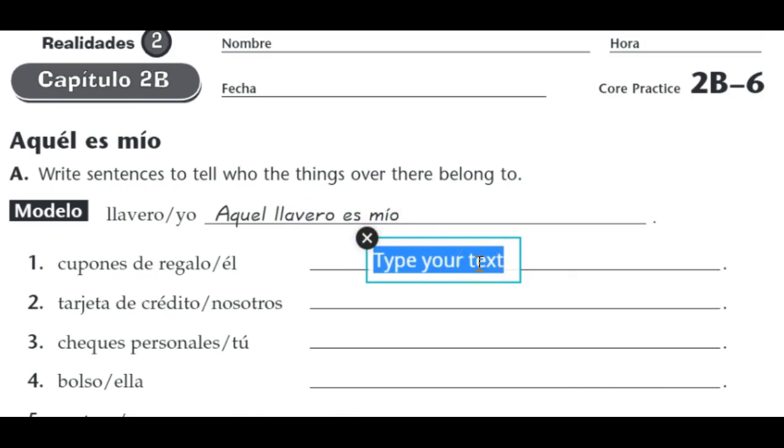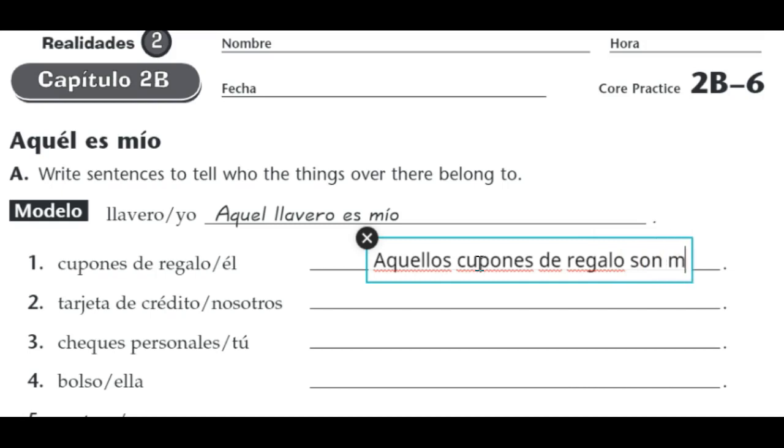Now, let's look at this one. Cupones de regalo. Cupón de regalo is masculine. So, aquellos cupones de regalo son. Okay, so those gift certificates are, él would be his, right? Son suyos, right? They are his. Son suyos. That's how you would do that one.